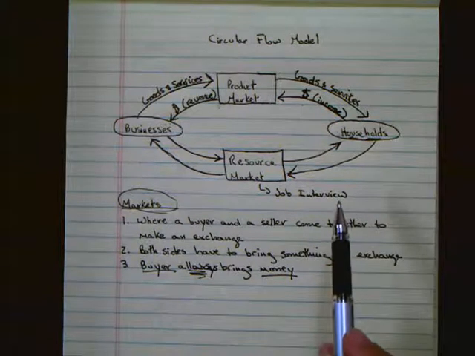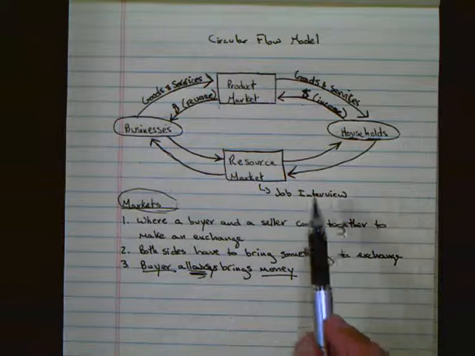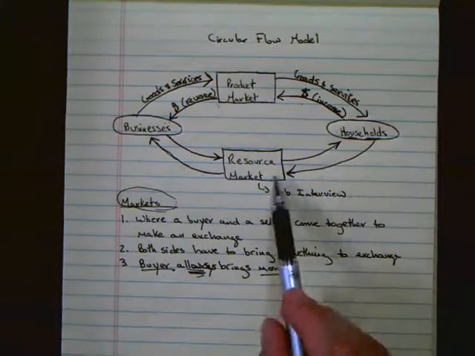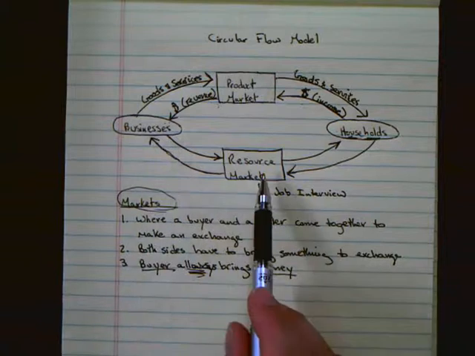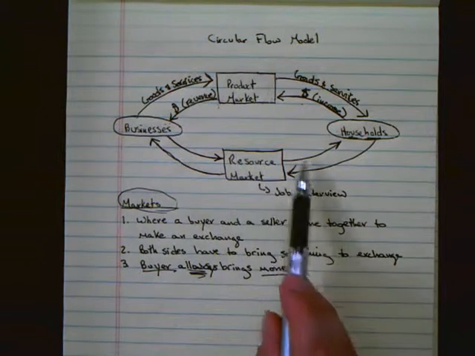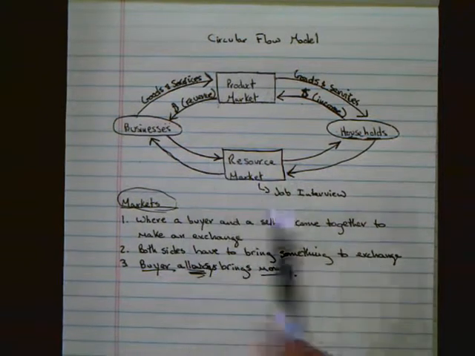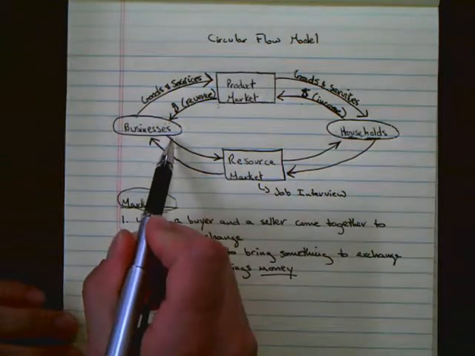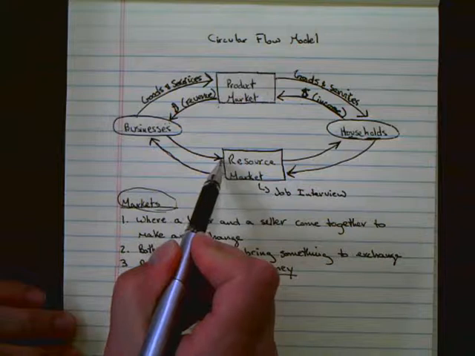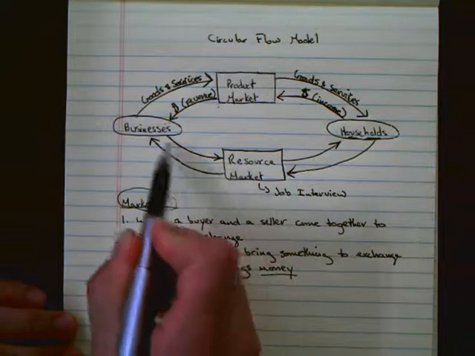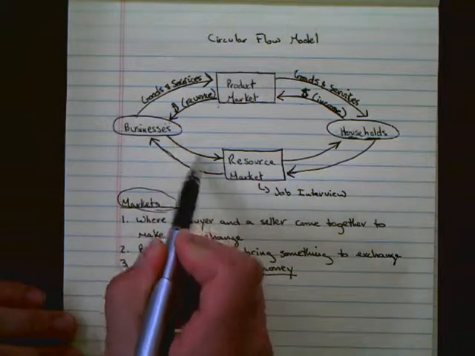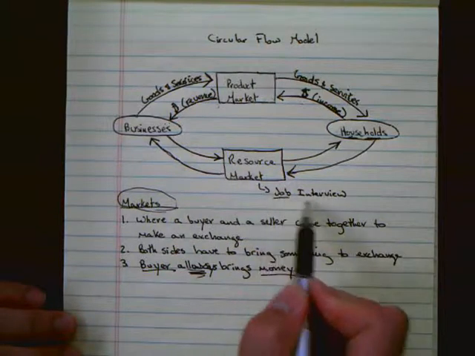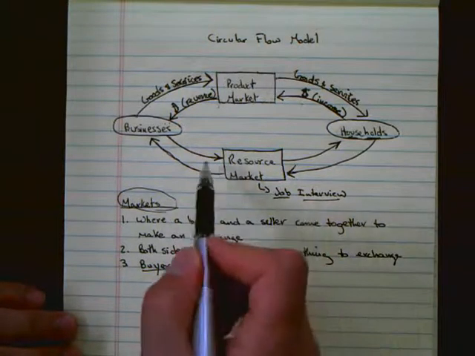Okay? Because if you show up to a job interview, what are you really trying to do? You're trying to sell yourself to that business. Okay? So now that we've identified that the households are the seller in the resource market and the business is the buyer in the resource market, let's start identifying the arrows or the flows. This arrow originates from businesses and travels to the resource market. So what this arrow is asking you is, what do businesses bring to the resource market?